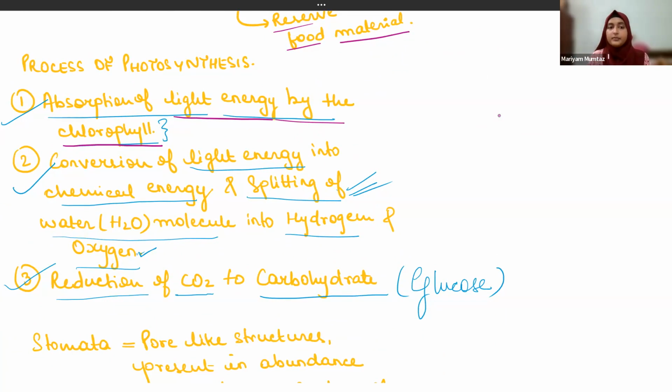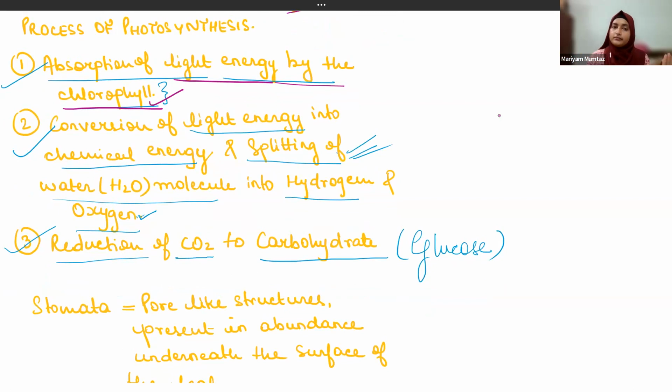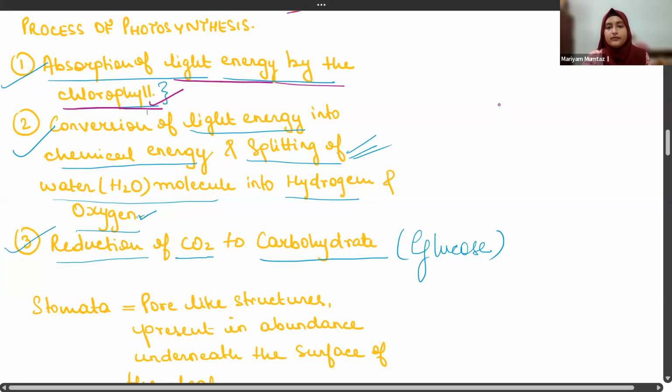Now see, this green color pigment that is present in the plant is responsible for the absorption of light. As soon as the sunlight falls on the plant, chlorophyll absorbs all the light that is falling. Why? Because the plant requires sunlight to perform photosynthesis, isn't it? So the first step is absorption of the light energy by the chlorophyll. Is it clear? Yes, ma'am. Step clear to everybody? Yes, ma'am. Okay, very good.